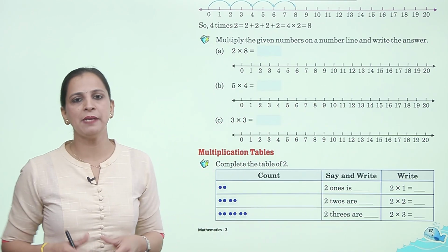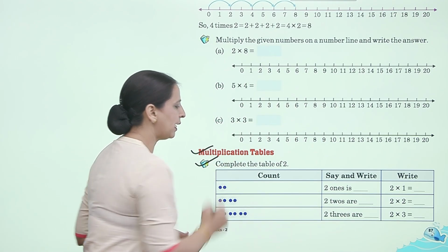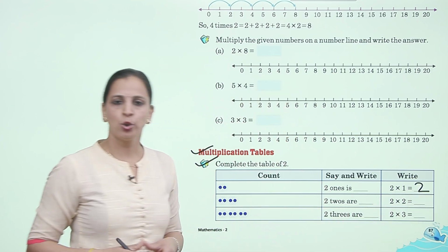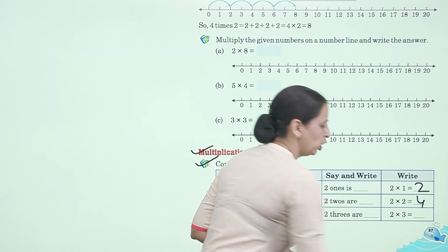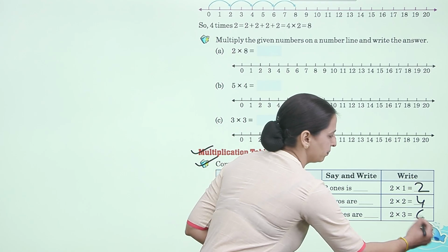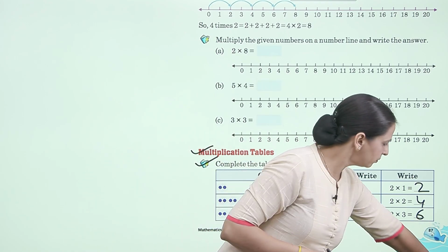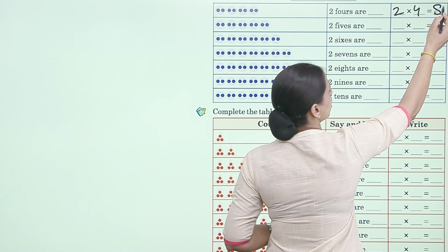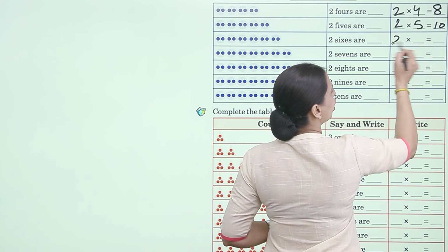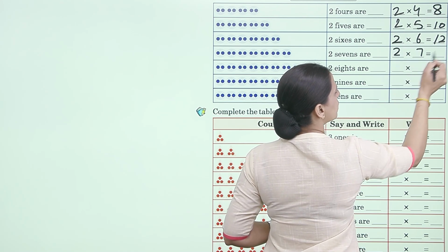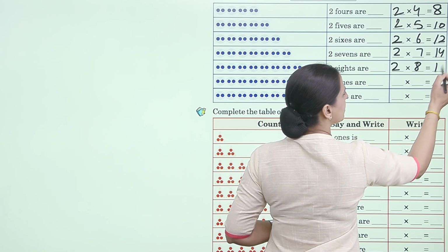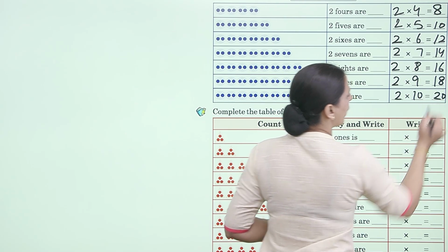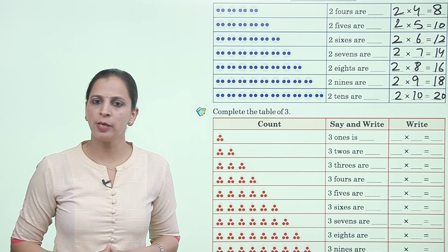Now next is multiplication tables. Complete the table. Count. 2 1s are 2. 2 2s are 4. 2 3s are 6. 2 4s are 8, 2 5s are 10, 2 6s are 12, 2 7s are 14, 2 8s are 16, 2 9s are 18 and 2 10s are 20. First column आप खुद ट्राई करेंगे.